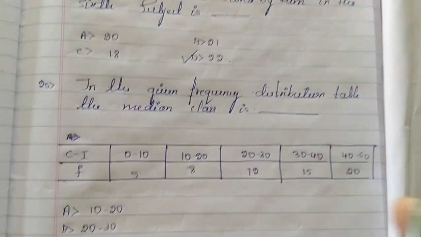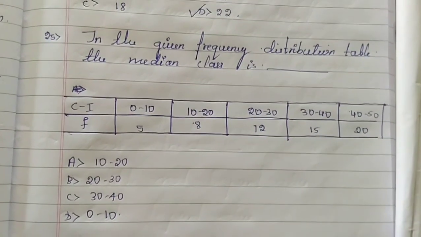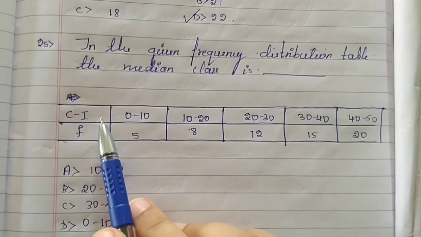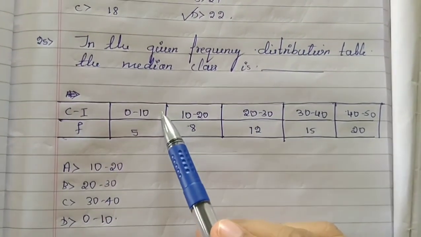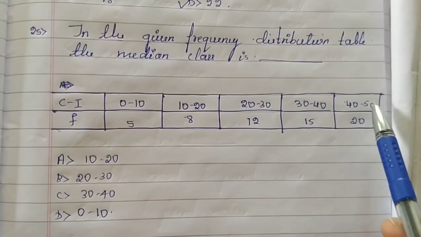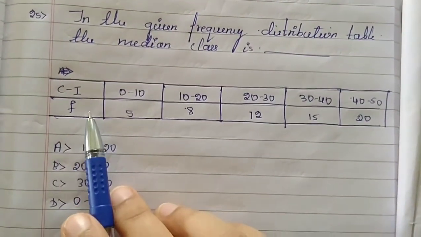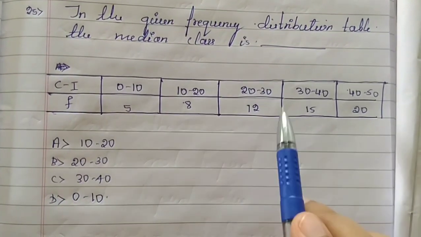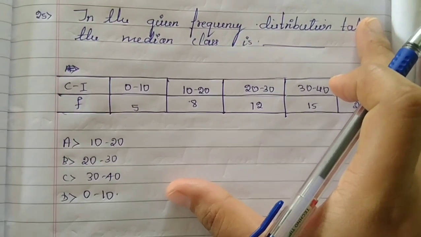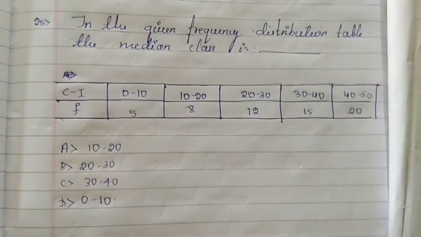Next question, and the final question, is here. In the given frequency distribution table, the median class is dash. Here the class intervals they have given are 0 to 10, 10 to 20, 20 to 30, 30 to 40 and 40 to 50. The frequencies they have given are 5, 8, 12, 15 and 20. So you have to calculate the median class here. How can you find the median class?